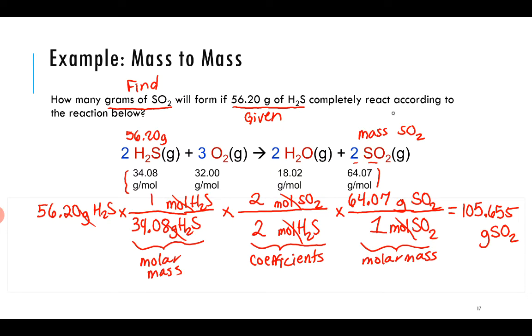Now for sig figs, I am given 4 sig figs. So let's round to 4 sig figs. And so that will be 105.7 grams of SO2.